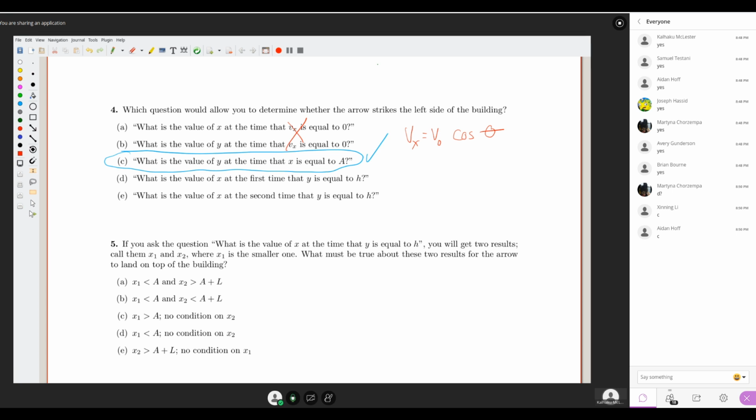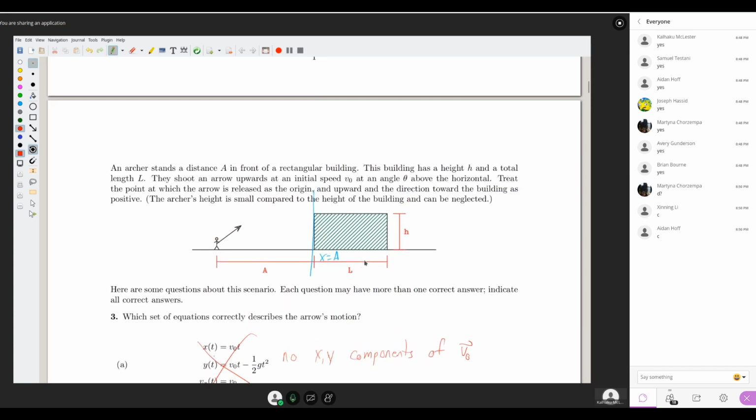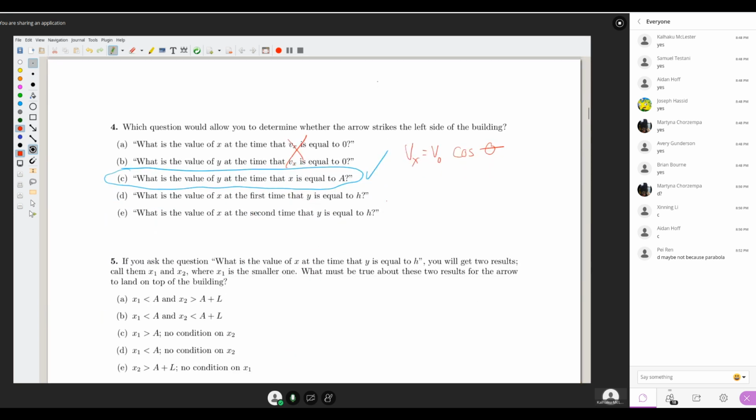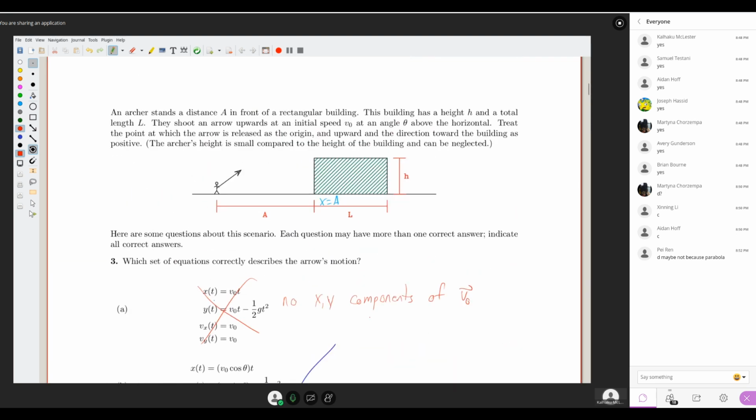But D and E are interesting. We're asking, what is the value of x at the first and second times y equals h? And you might be tempted to say, if I have some kind of parabola, D maybe not, because parabola. Yeah. With a parabola, there are two different times that y is equal to h. We could have a trajectory like this that strikes the building on the way up, but will continue to go upward.